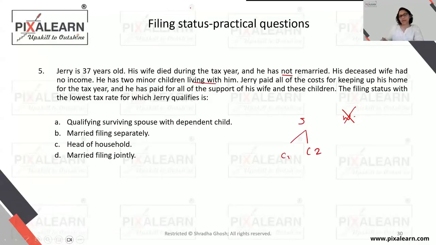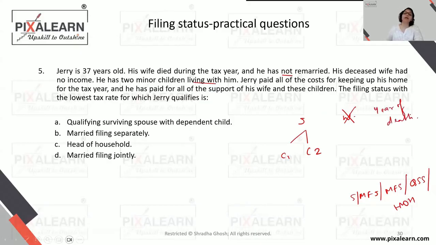So I have 5 statuses: single, married filing jointly, married filing separately, qualifying surviving spouse, and head of household. So in the year of death, remember, we are going to file a married filing jointly return.